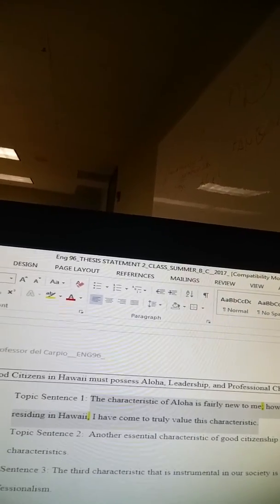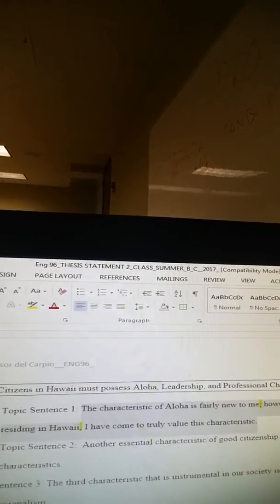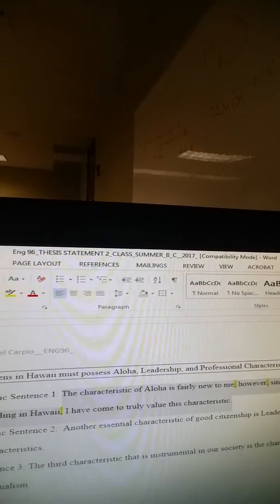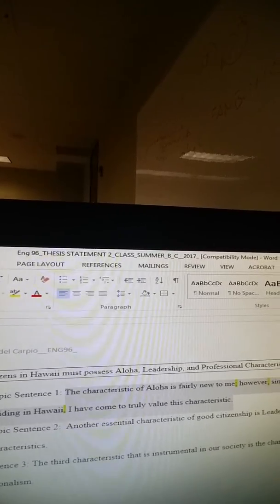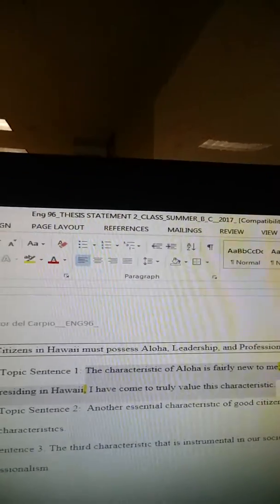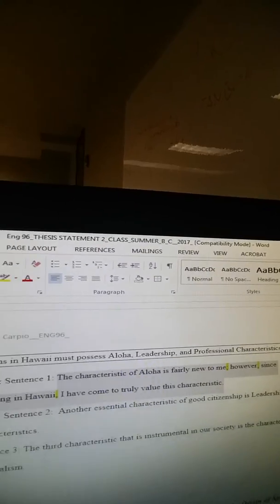That's not convincing me. That's like an announcement. Can we rephrase? Can we redo it a little bit? So leadership. You can put leadership is an essential part of becoming a good citizen. Just like rewording it? Yeah, but that's not adding anything. It has to contain something by itself.